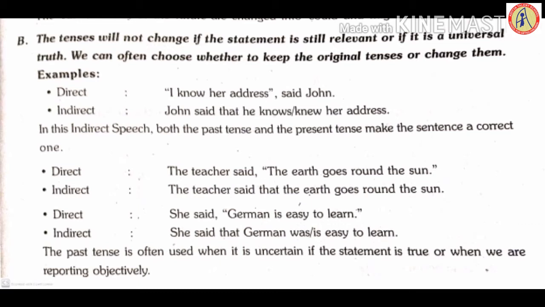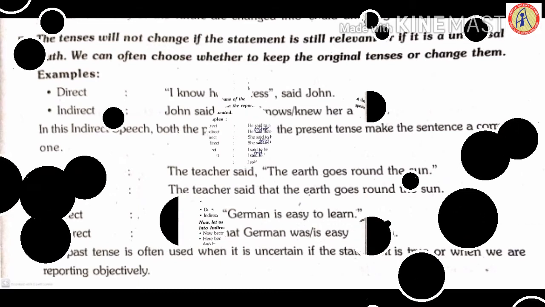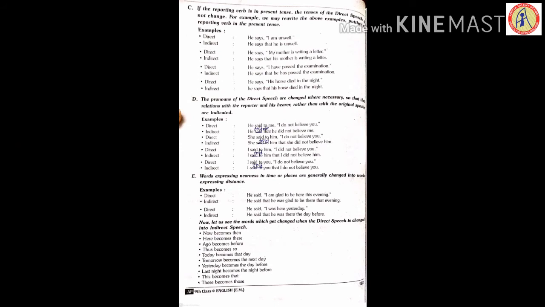The past tense is often used when it is uncertain if the statement is true or when we are reporting objectively. Okay. Now, third rule: if the reporting verb is in the present, the tense of the direct speech does not change. Like, he says, "I am unwell." Now, says is the reporting verb which we use in the present. When the present reporting verbs are used, please do not change the tenses. He says that he is unwell means still it is not completed. At present, he is stating this statement.